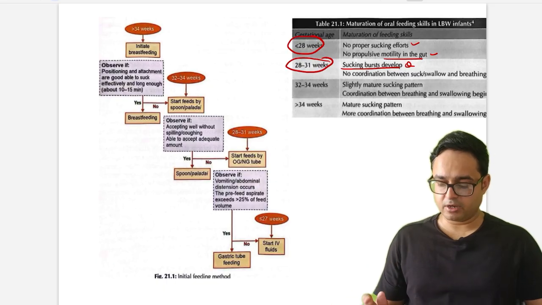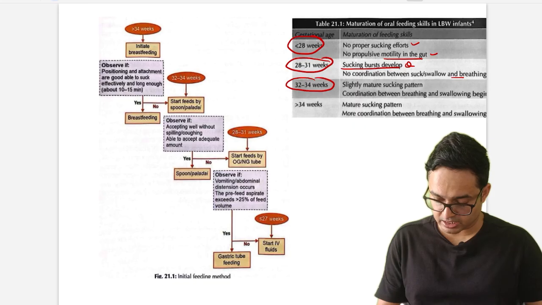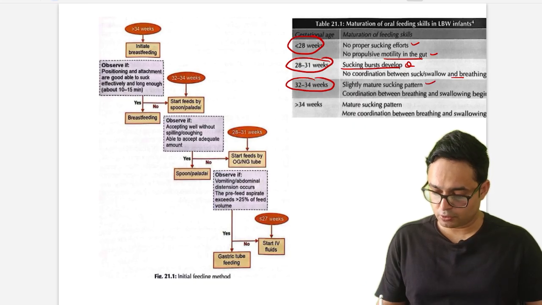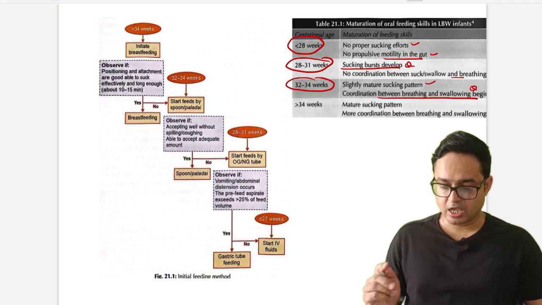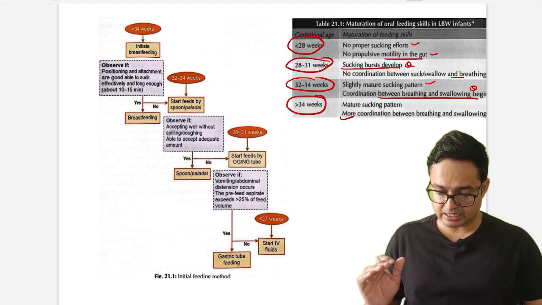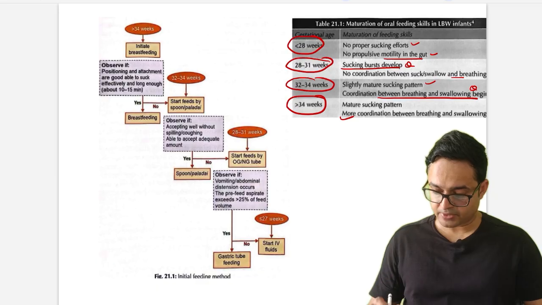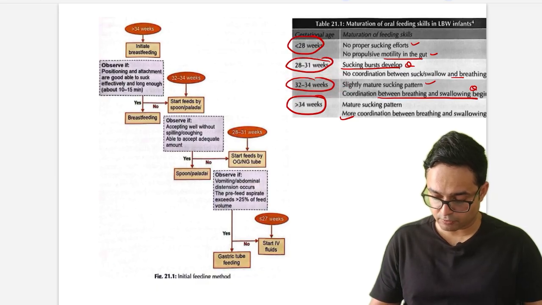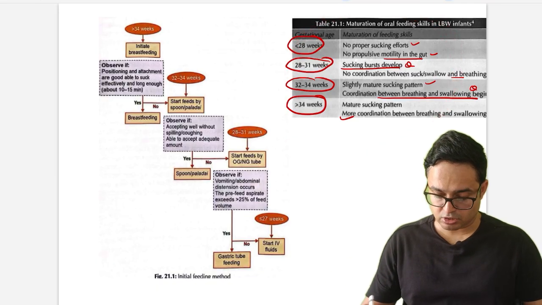No coordination between suck, swallow, and breathing. At 32 to 34 weeks, slightly mature sucking pattern, coordination between breathing and swallowing begins. More than 34 weeks, this is a mature pattern. So they can ask, sucking bursts develop at 28 to 31 weeks, and coordination between breathing and swallowing begins at 30 to 34 weeks and gets mature at more than 34 weeks. So you have to remember this.